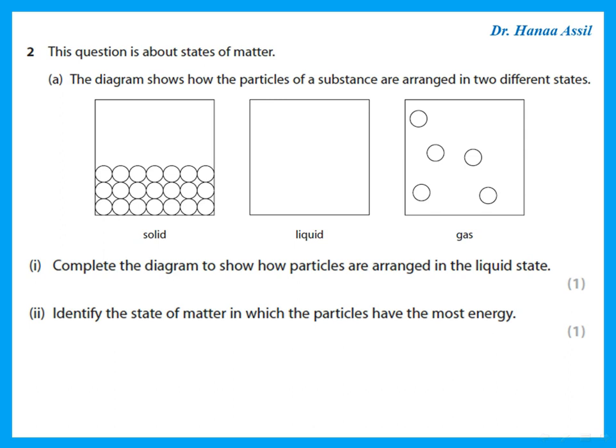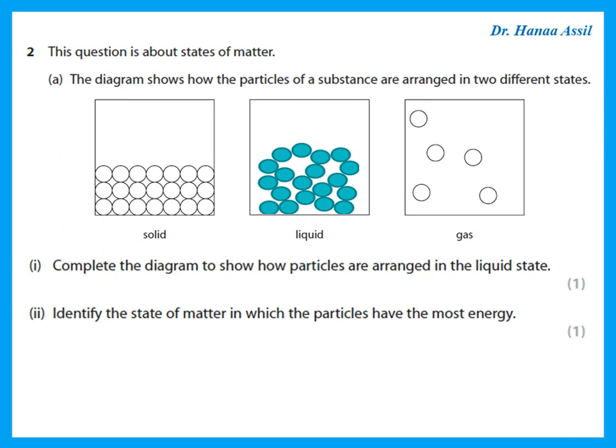This question is about states of matter. The diagram shows how the particles of a substance are arranged in 2 different states. So he draws the particles for a solid and the particles for a gas. And he's saying complete the diagram to show how particles are arranged in the liquid. How would you draw these particles in a liquid? Remember, in a liquid, some of them should be touching, some of them not touching. So this is random arrangement near to each other, and they should fill the bottom part of the container.